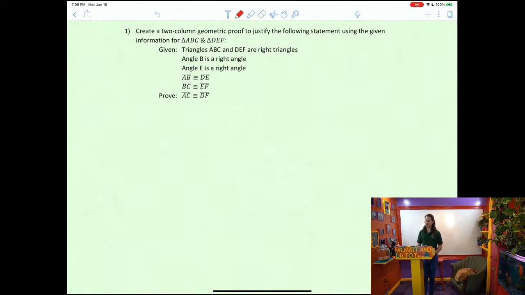Otherwise, I'm going to give you 4 minutes to look at question number 1. I'd like you to create a 2-column geometric proof to justify the following statement using the given information for triangle ABC and triangle DEF. The given information is triangles ABC and DEF are right triangles. Angle B is a right angle. Angle E is a right angle. Line segment AB is congruent to line segment DE, and line segment BC is congruent to line segment EF. I'd like you to prove that line segment AC is congruent to line segment DF.